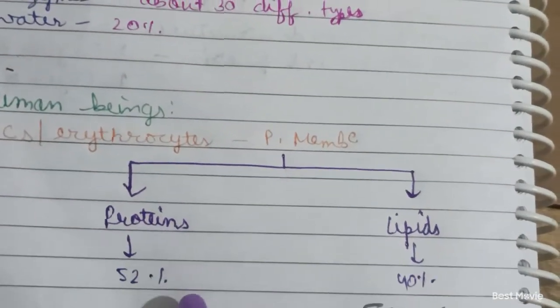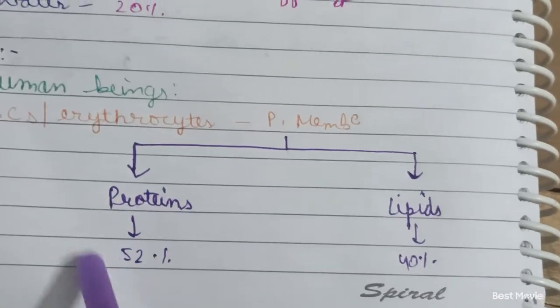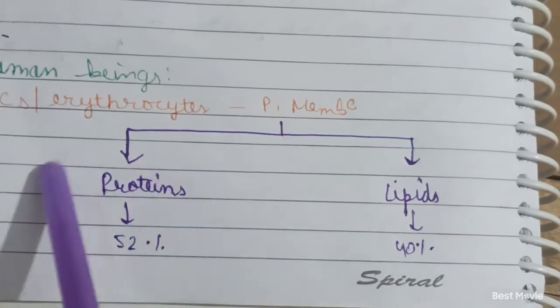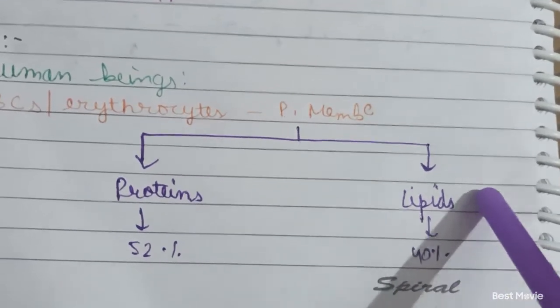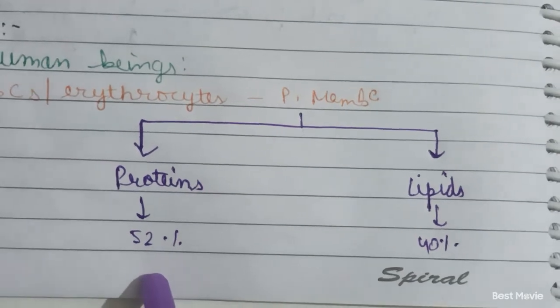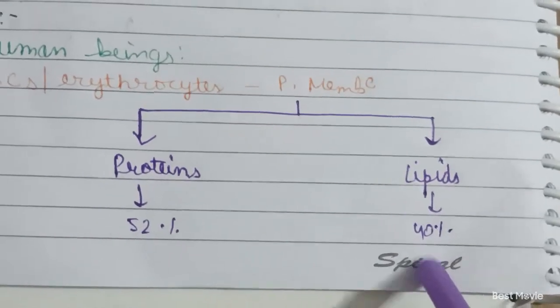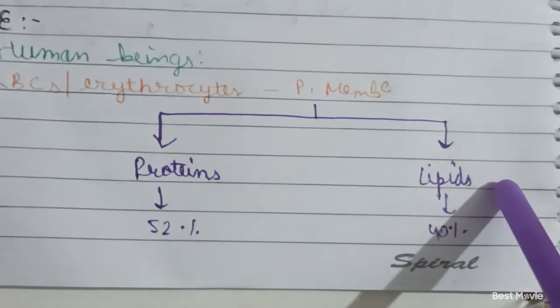To remember it, there is an easy way. 52% proteins: 52 is the larger number and protein is the larger name. Whereas 40 is a smaller number and lipid has a smaller name. So pay attention to this 52 and 40 to remember proteins and lipids. I've told you an easy way.